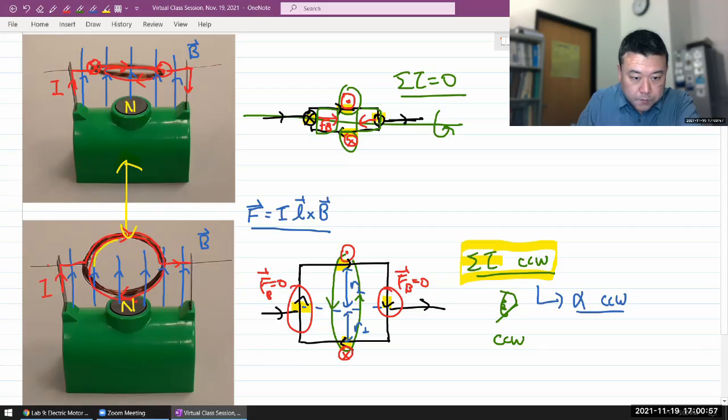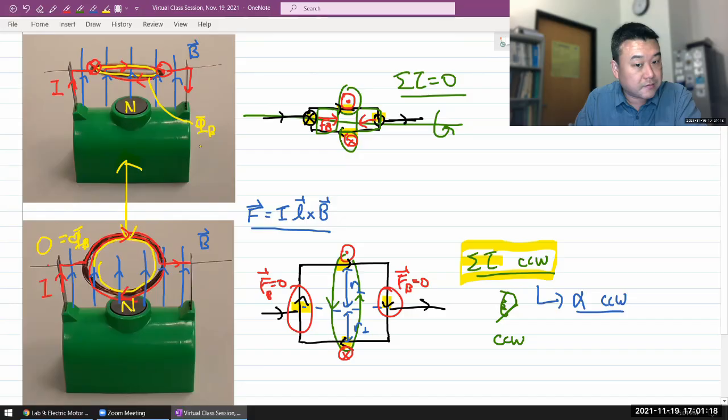With the loop in this orientation, the magnetic flux here is 0, because you can see none of the magnetic fields are going through the loop. When the loop is in this orientation, the magnetic flux, well, it's not 0. Its magnitude is the area of the loop times the magnetic field. So as this loop spins, you have a change of magnetic flux.